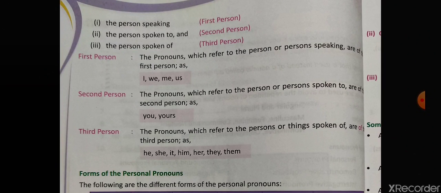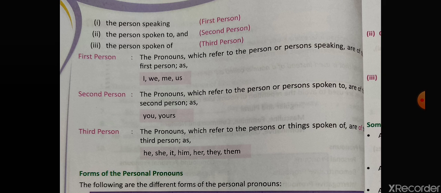Let us suppose that I am talking to a friend of mine, and all that I can talk about is myself. I am talking about myself to that particular person. So I am talking to somebody else, but I am talking about myself. I am the only one who is speaking about me only. So this is first person.